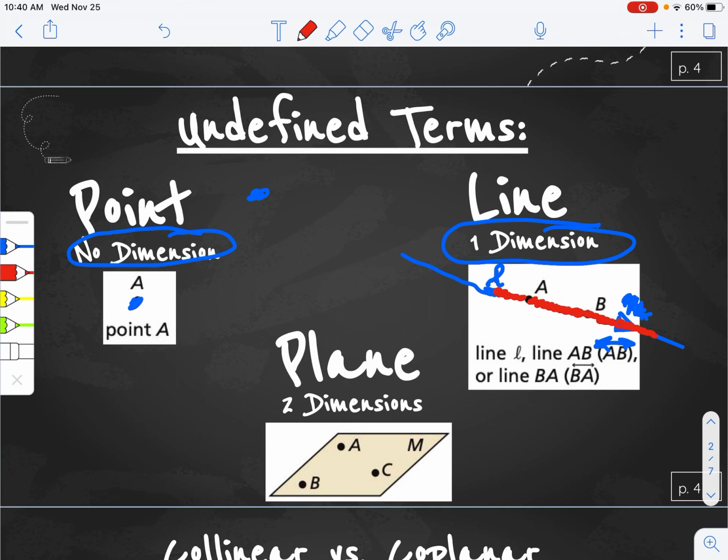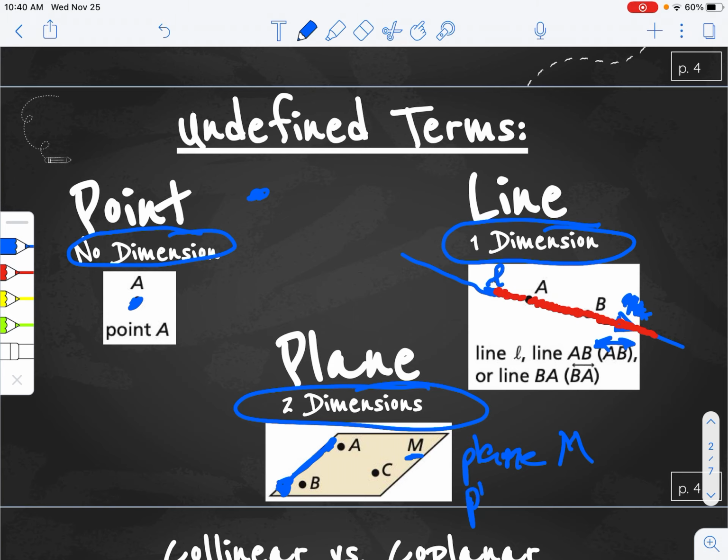Our third definition here is a plane. And we want to point out that a plane is 2 dimensions, right? It's 2 dimensions because technically, I know we're not talking area and things, but technically a plane has an area, right? So that's what makes it 2 dimensions. Now, when we label a plane, we could call it just plane M, like you see up here in the corner. The M is not connected to a dot, so that's one of the labels we could put for a plane.